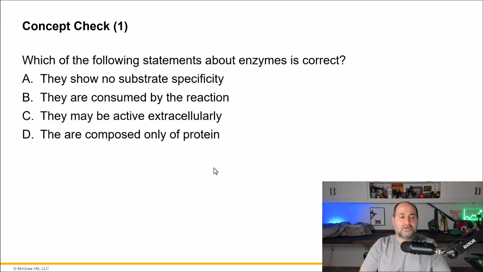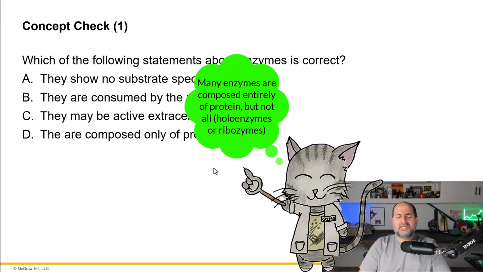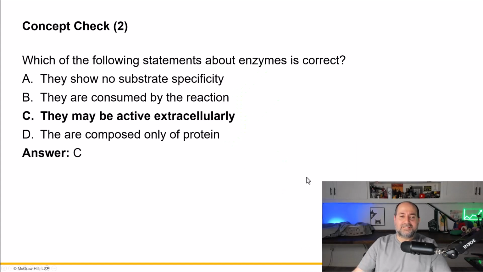Let's see why D is wrong. They are composed only of protein. No, most enzymes are made up of protein. Some include RNA. Those are called ribozymes. And remember, the holoenzyme includes an apoenzyme plus some cofactor as well. So the best answer is actually C, though D is a tricky one.